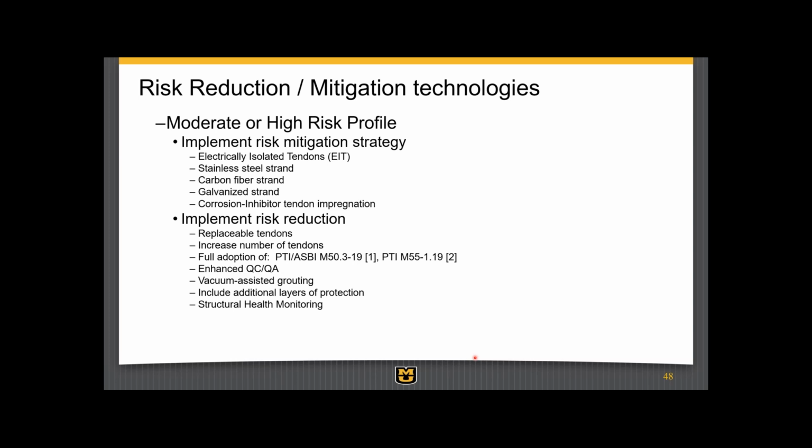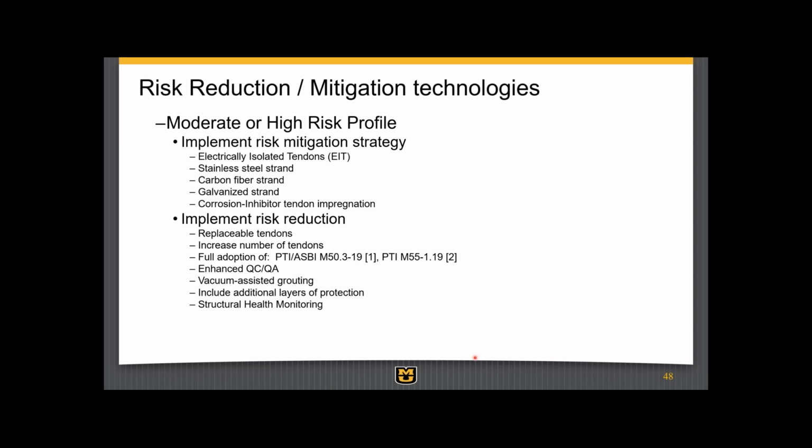Well, if you have a moderate or high risk profile, you want to do some sort of risk mitigation strategy, I think I said this upside down previously, like implementing EIT, stainless steel strands or carbon fiber strands, basically eliminating the corrosion from the material standpoint. Or implement something that will reduce your risk, like use replaceable tendons or design in replaceable tendons, or increase the number of tendons. Those are both on the consequence side. Or fully adopt current specifications that would have an impact on a number of different attributes in terms of improving their score.